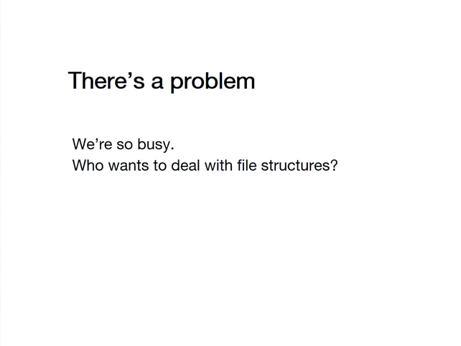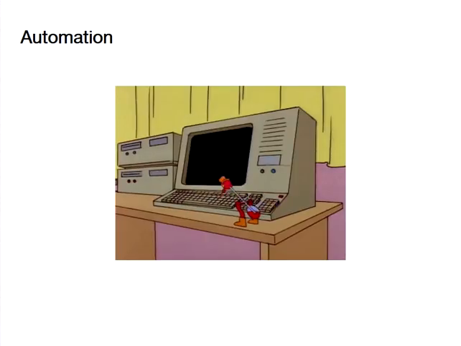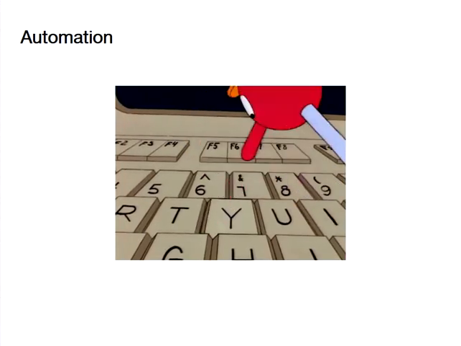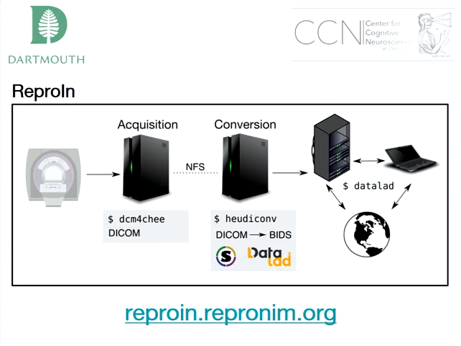However, I think that there's a problem. And the problem is that we are very busy, and I honestly don't care about file names, and I don't want to spend my entire life manually changing file names. And luckily for us, with computers, we can just automate things. We can make a pipeline that automatically converts, as in this case, from scanner data into BIDS. And this is exactly what we try to do at Dartmouth College.